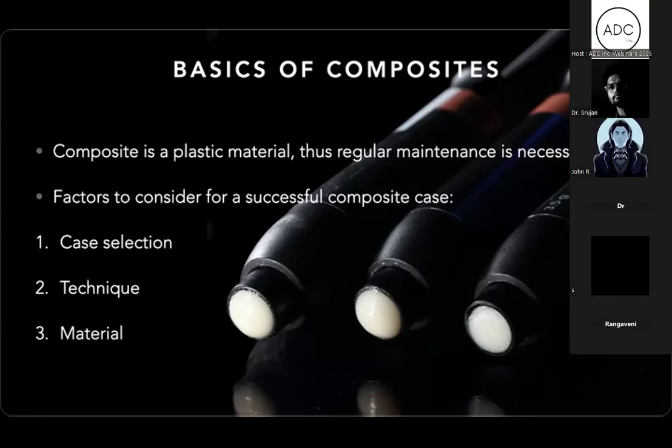So instead of doing just fake promises and all, it's better to just be clear upfront, telling your patient that you'll have to come for regular maintenance, probably every 3 months for the first year, and then every 6 months after that. And other than maintenance, there are a few more points which we need to look out for when we are planning for a successful composite case. By successful, I mean a long lasting and equally aesthetic and functional case. So the first point is case selection, technique, and material.